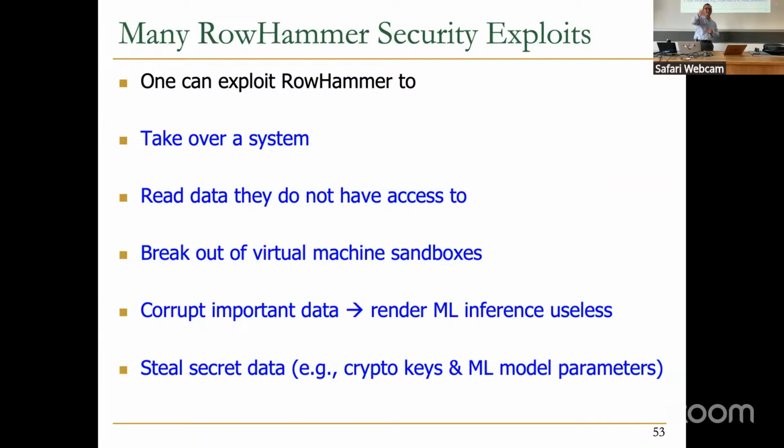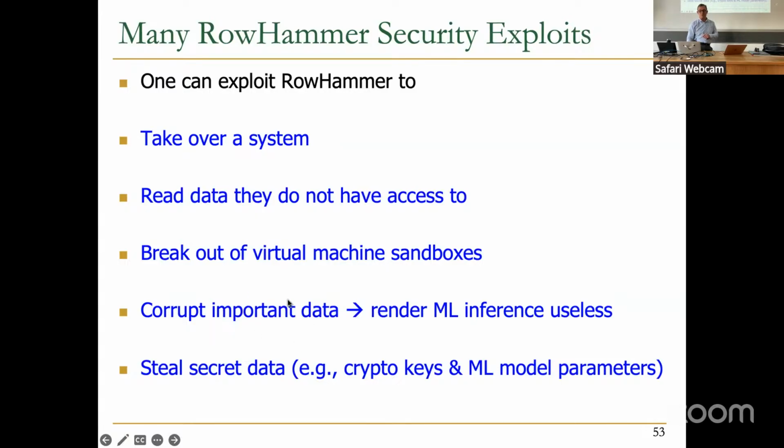I think we kind of discussed this based on your question earlier, but you can exploit RowHammer to take over a system completely, get all kinds of privilege you want. This is something we didn't discuss. You can actually exploit some data dependence properties of RowHammer to read data that you do not have access to. We're going to see that hopefully in the detailed RowHammer lecture. Essentially, you can break some privacy or confidentiality. You can break out of virtual machine sandboxes. We're going to see that a little bit.